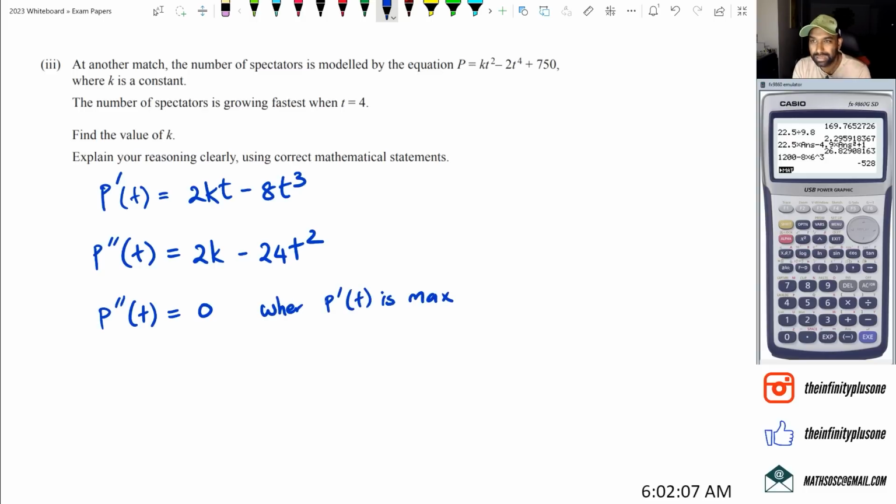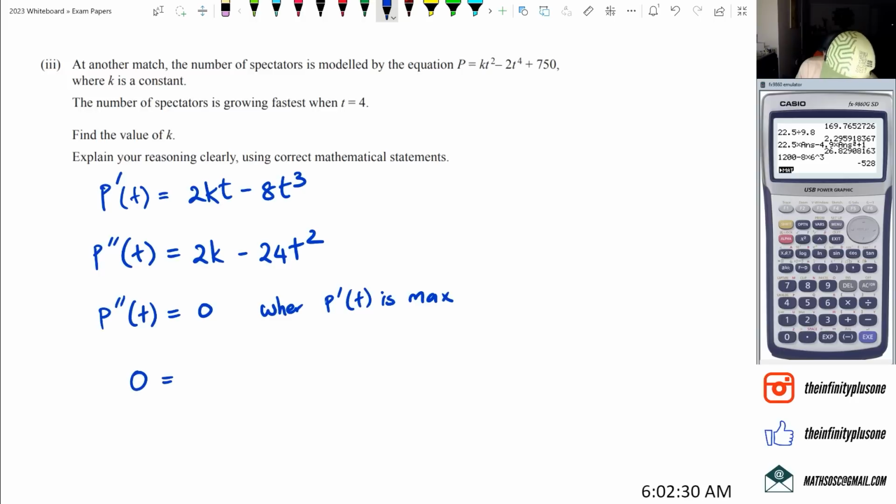Now I hope that makes sense, because normally what we do is we get a function, we differentiate it and put it equal to 0 to find what the maximum point of that function is. But in this case, because we're looking at when the rate of number of spectators is growing faster, that's like saying the gradient is the max. So that's why we differentiate it twice and put it equal to 0.